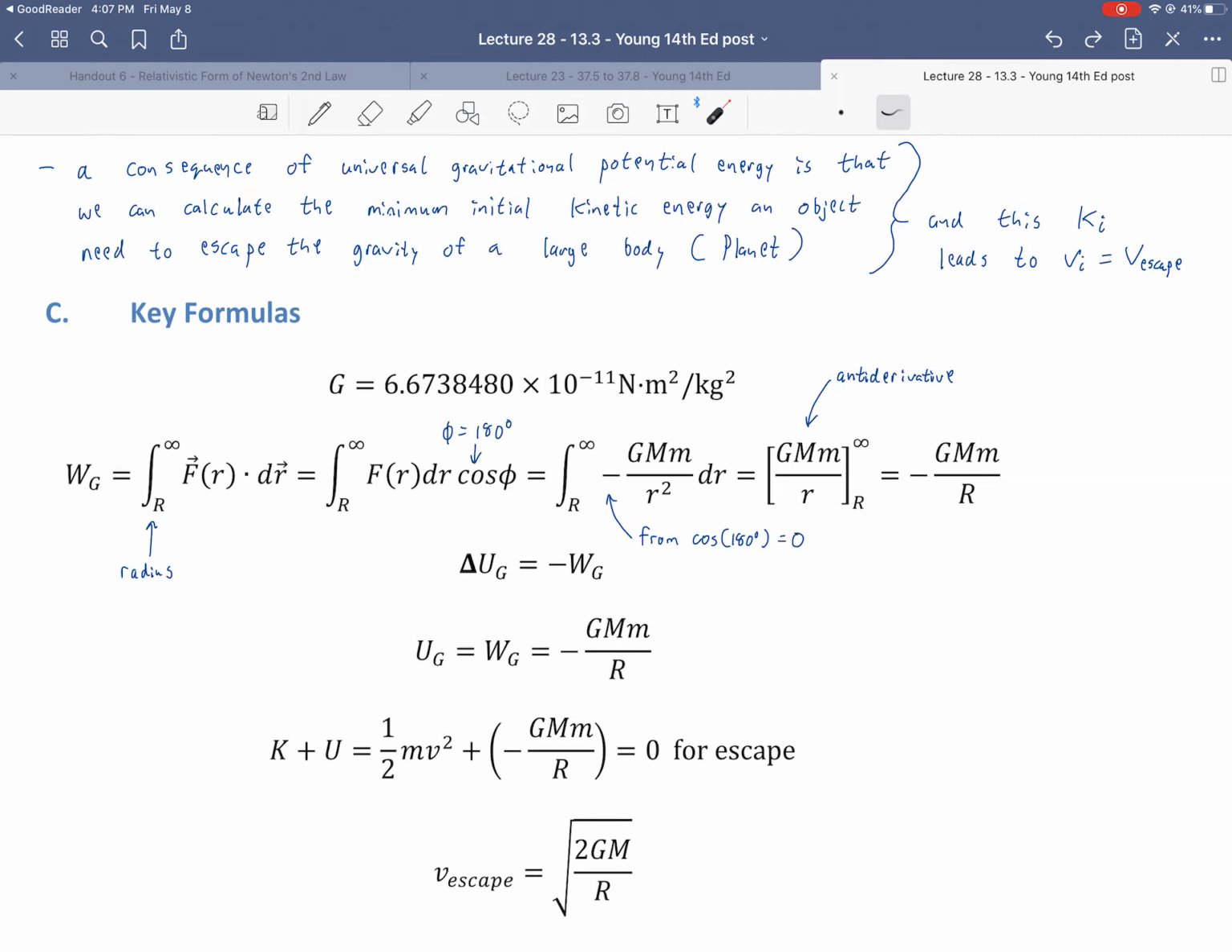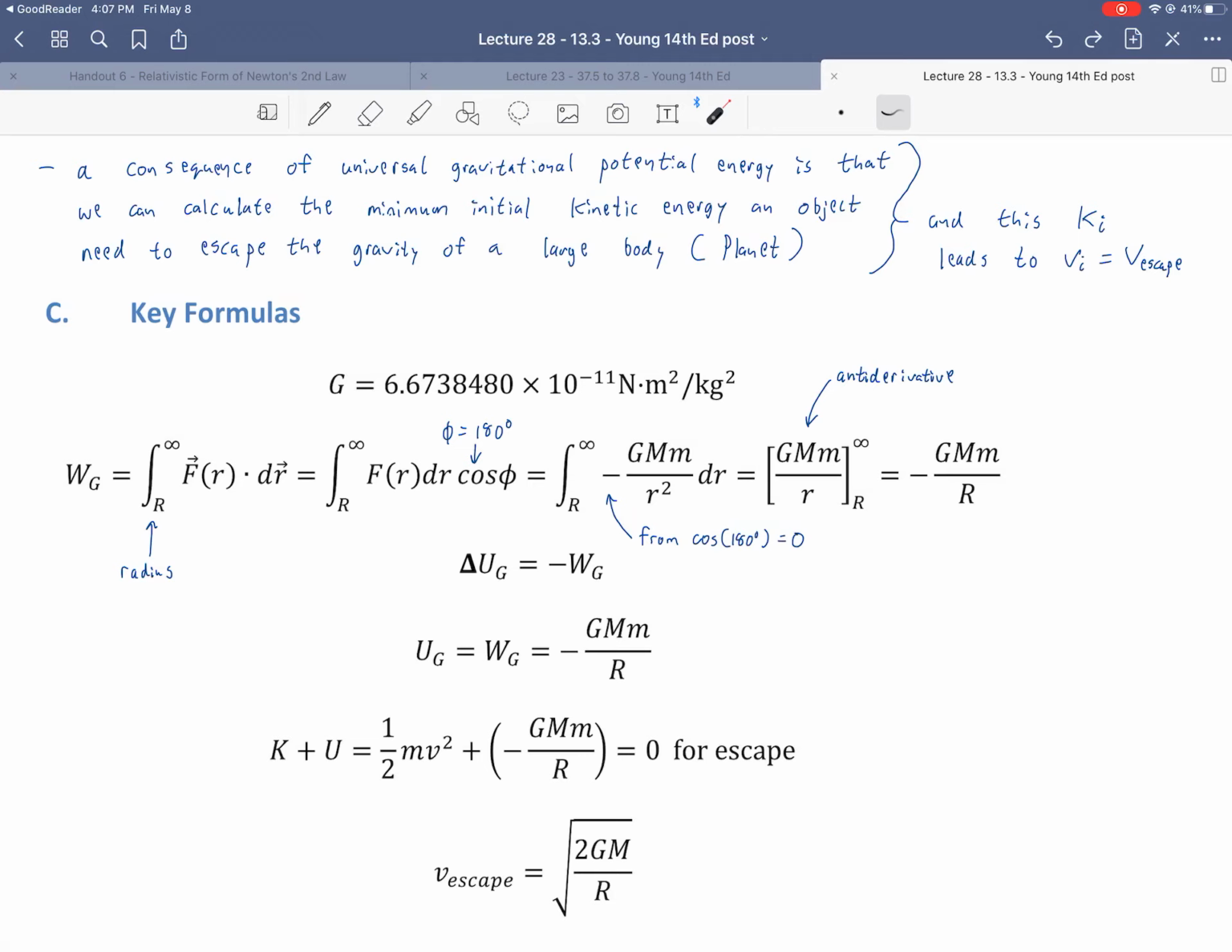Because this is the work done by gravity. Well, the work done by gravity, right? We have the final location being infinitely far away from the source of the gravity. Well, that means that when we evaluate at r equals infinity, what do we get? 0, right? The upper limit is 0, okay? So work final is 0, right? Or I should really say U final is 0, right? Because the work is equal to delta U. So the final potential energy is 0. More on that in just a moment.